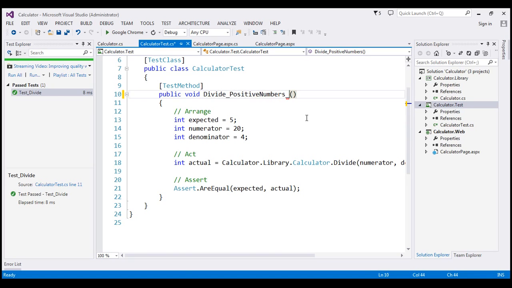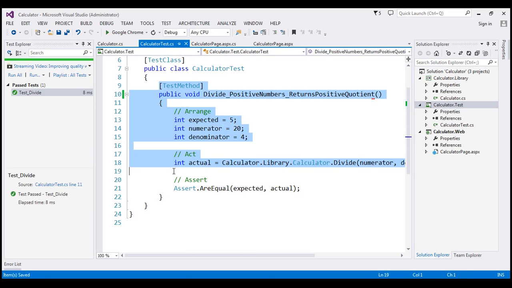And the final part of the unit test name is the expected behavior. Now what do you think is going to happen when we divide two positive numbers? We are going to get a positive quotient. So the expected behavior is returns positive quotient. Let's create another unit test.